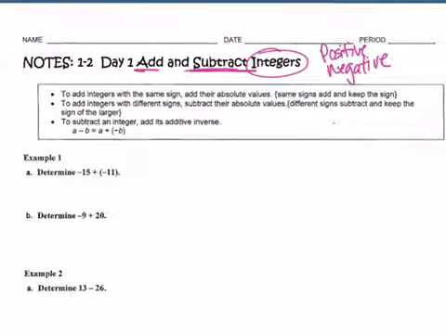To add integers with the same sign, we add their absolute values. So that means just the digits, just the numbers. Same signs, we add and then keep the sign. Same sign, add and keep.